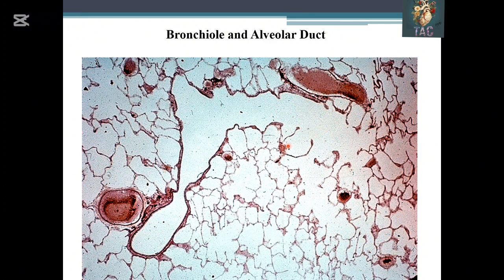So it is a very easy slide, but please remember, dear students, that usually you mistake this slide for adipose tissue, because of these alveoli, large areas are clear, so you mistake these alveoli for fat cells. So be clear in your mind that these are the alveoli, not the adipose tissue.